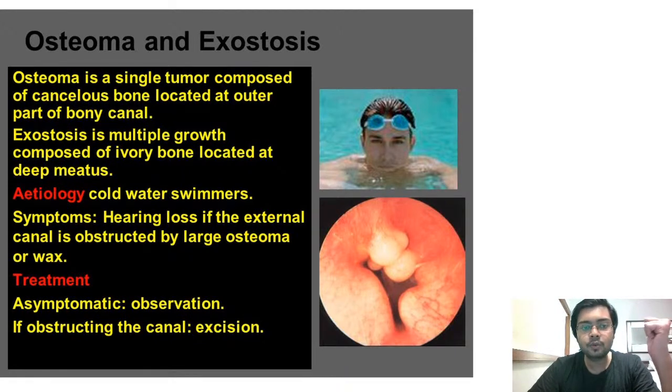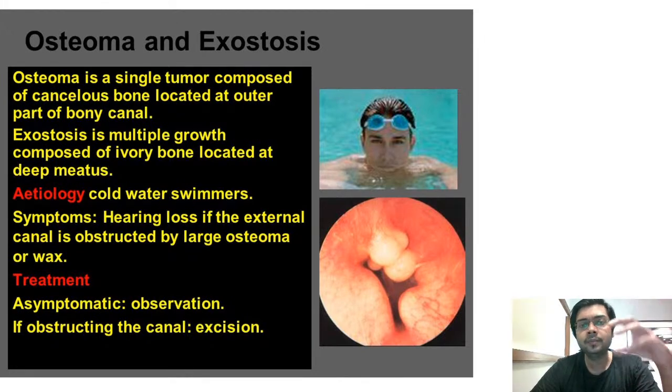So etiology is cold water swimmers, and history will be a symptom. Chief complaint will be hearing loss if the external canal is obstructed by the mass. Until and unless this mass is causing trouble to the patient, as these are benign, you are going to approach it by observation. That is conservative.